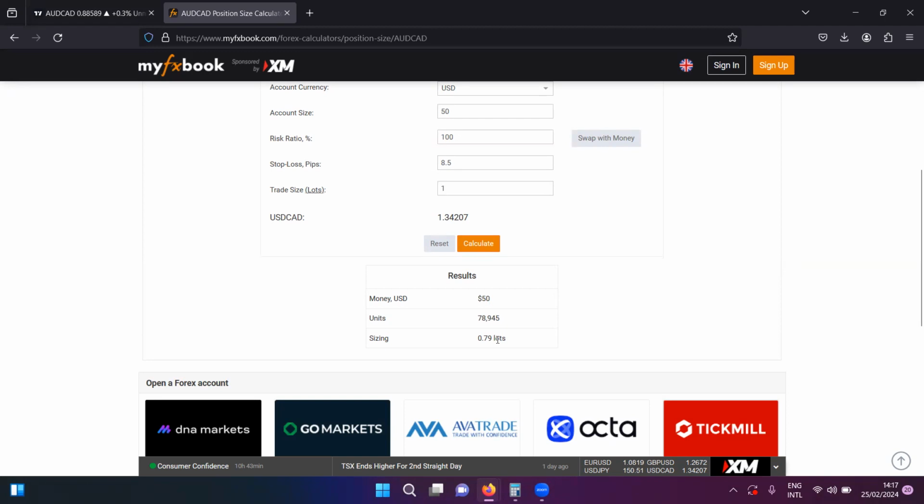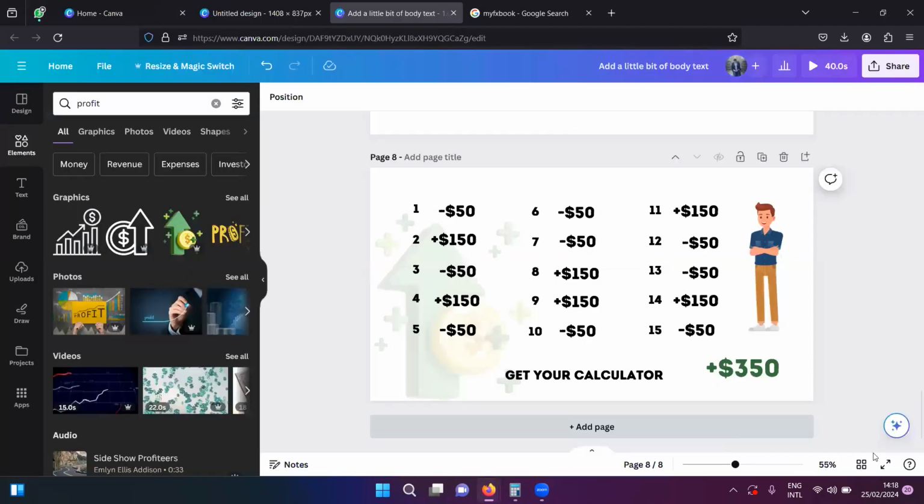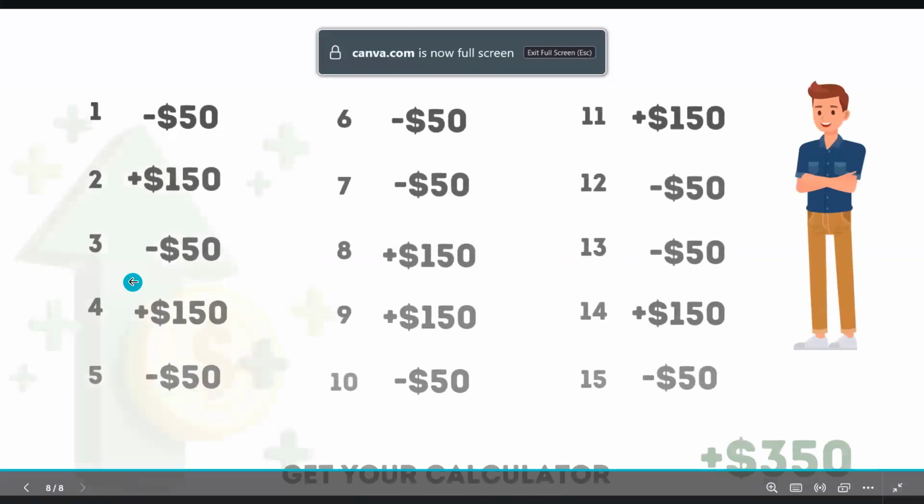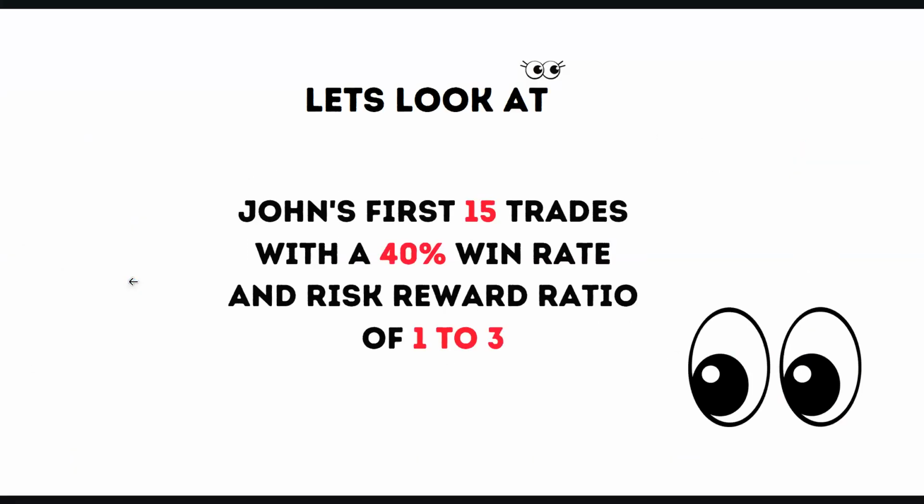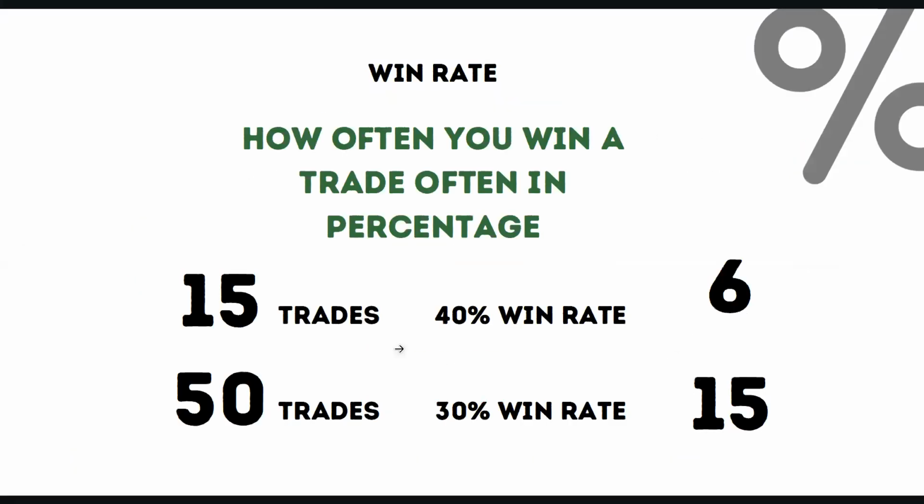This is what you're going to put into your MT4, MT5, or your brokerage trading platform, and then you can trade, knowing that if the trade ends in a loss, you're only going to be risking $50 per trade. Now let's look at John again. But before then, let's see this.